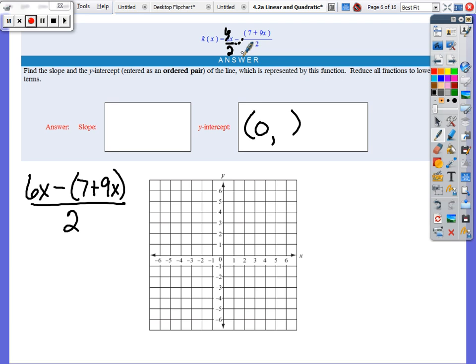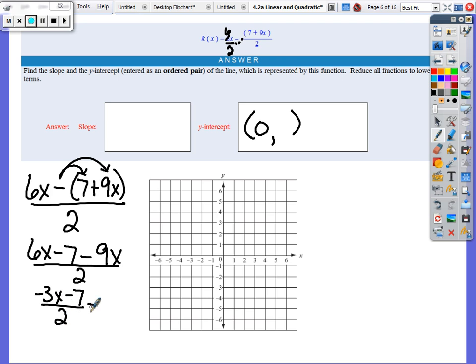Now what you can see is the reason I left that bubble there is to make sure to distribute that negative. Man, that's a huge thing for students to remember to do, is to distribute the negative when possible. And I think this is a great representation of that. 6x minus 7 minus 9x, all over 2. And now what we can do is combine our x's on top. We end up getting -3x minus 7 over 2. Now that still isn't quite in slope-intercept form, but I'm really close.